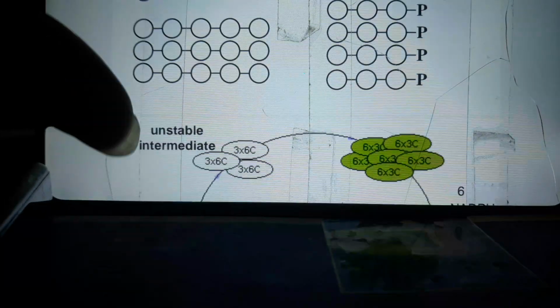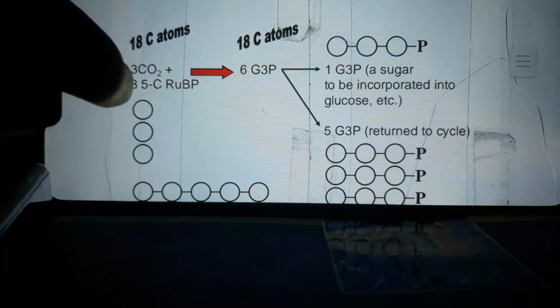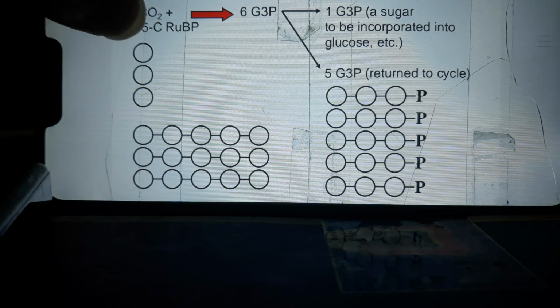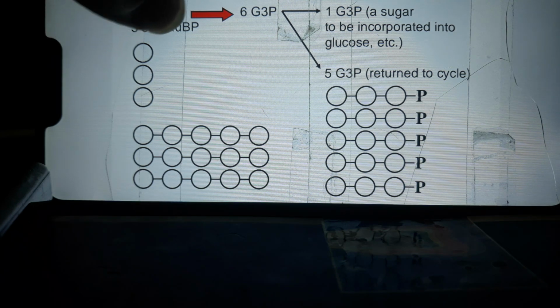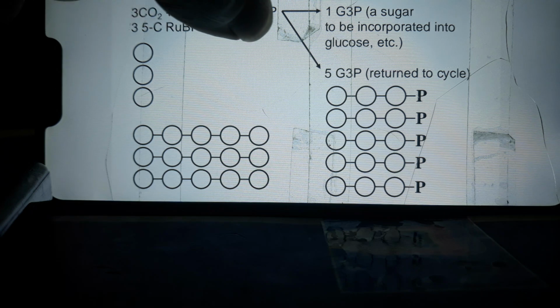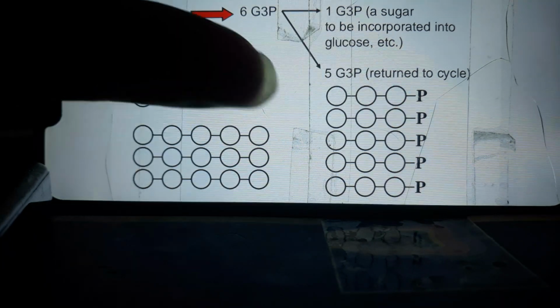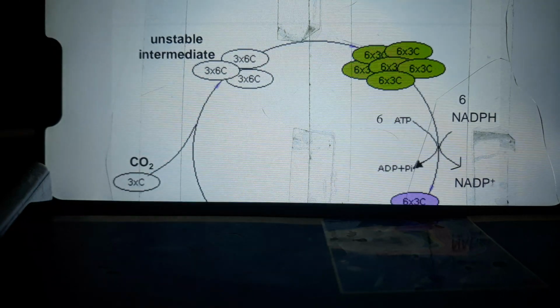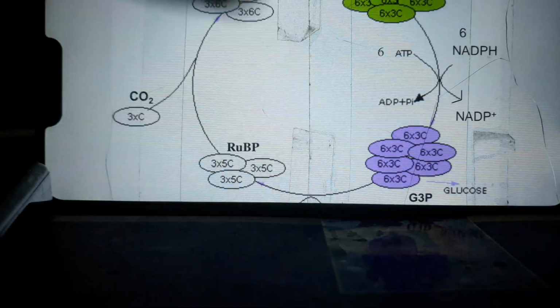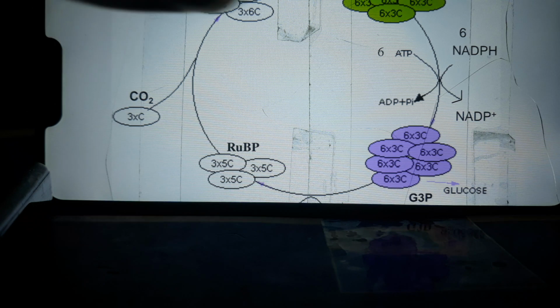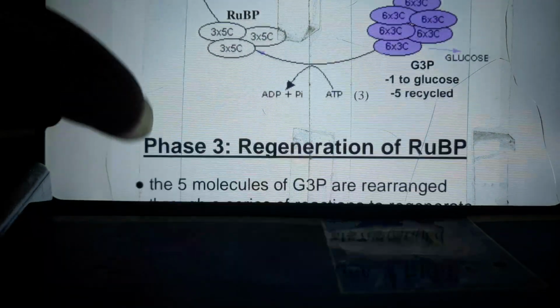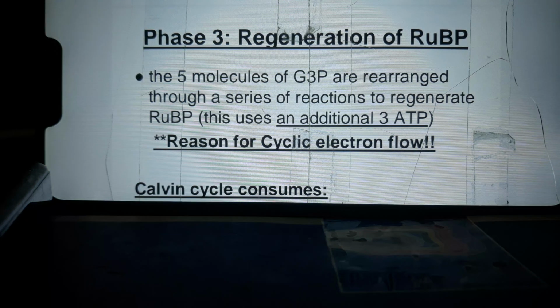This is the diagram for that, where you have 18 carbon atoms, 3 5C RuBP, plus 18 carbon atoms, where you have 6 G3P, giving 1 G3P of sugar to be incorporated into glucose, and 5 G3Ps returned to the cycle. This is part of the process where the unstable intermediate goes to RuBP to give the stable compound. And then you have phase 3, regeneration of RuBP. The 5 molecules of G3P are rearranged through a series of reactions to regenerate RuBP.